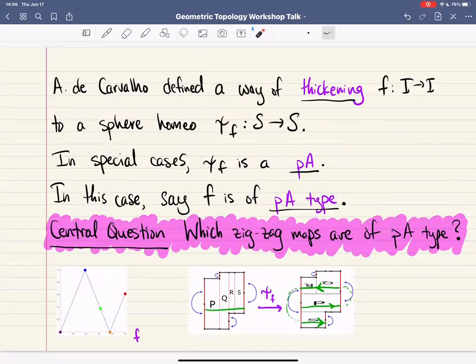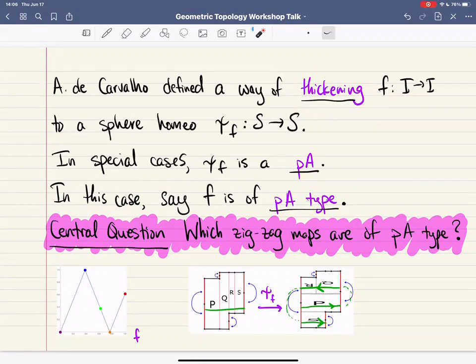Okay. There's a process for doing this that was first defined by André de Carvalho about 20 years ago. He called this thickening an interval map. And it's a relatively technical and delicate process, and I won't really get into the details here because we don't have the time. But imagine that what you're trying to do is you have an interval map.